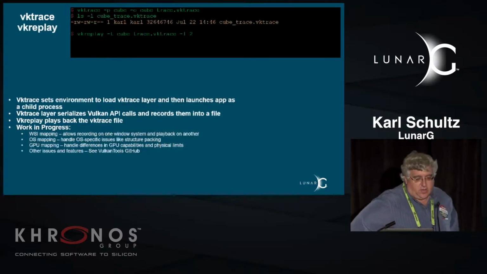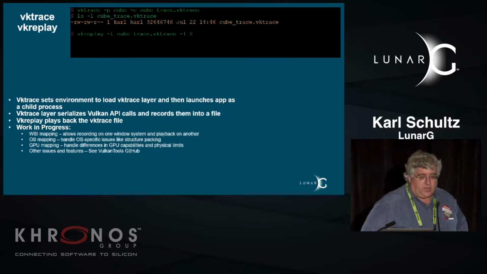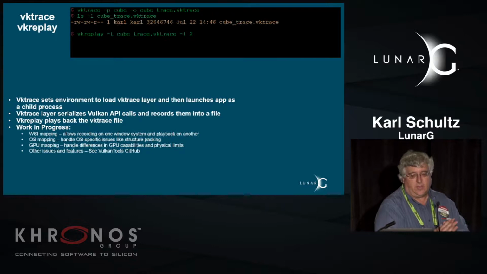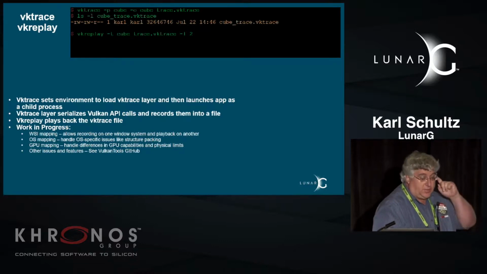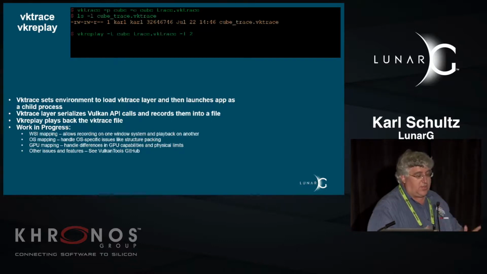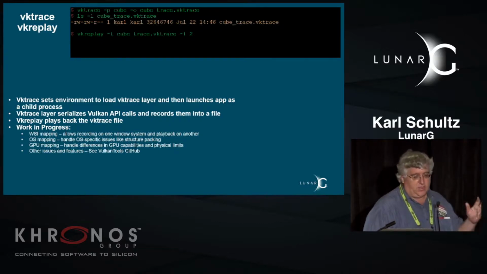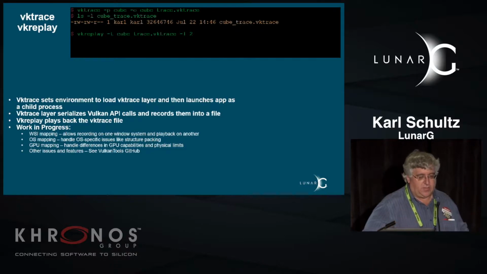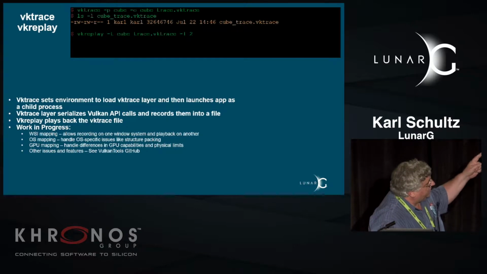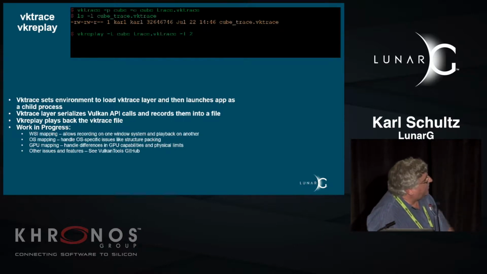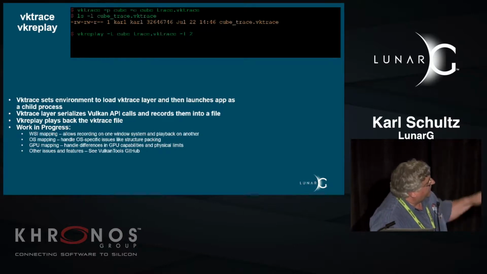vktrace and vkreplay are a more complex tool, also implemented as a layer. It captures the Vulkan API calls and logs them to a rather large binary file. And then you can play back that file and essentially see what the application was doing. So again, in a Linux system here, we're calling vktrace and then specifying the name of the application with the -p, and -o says the name of the trace file.